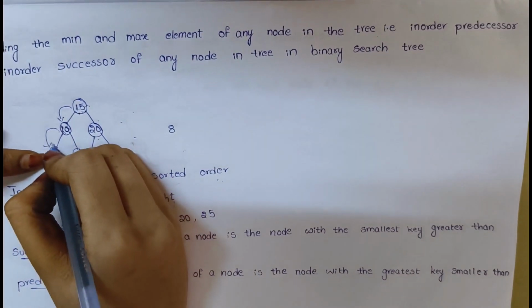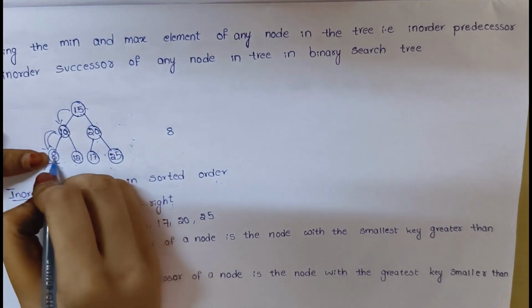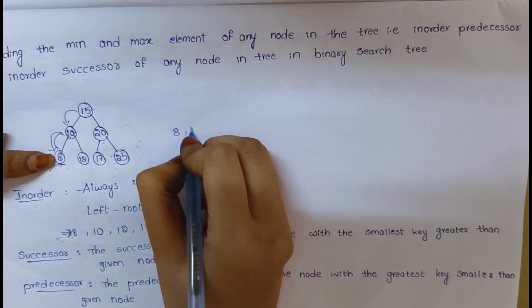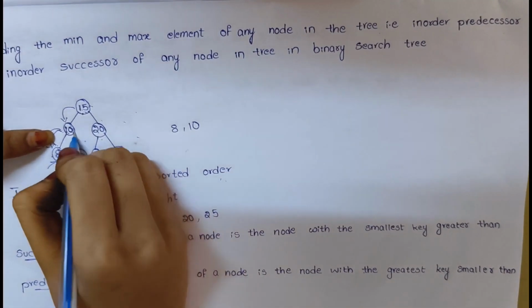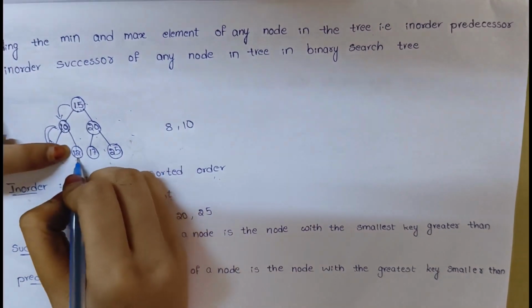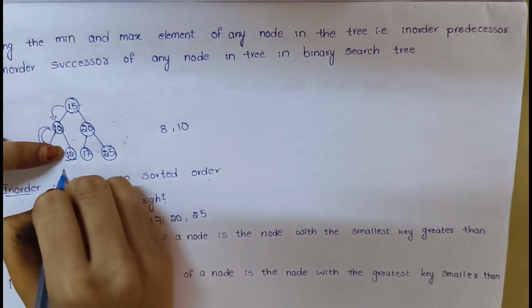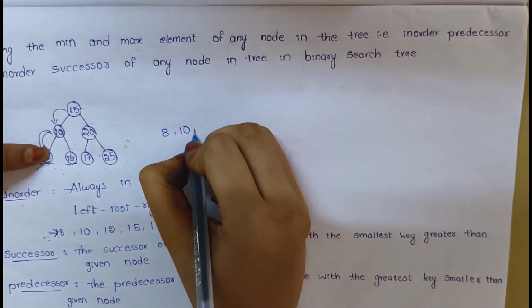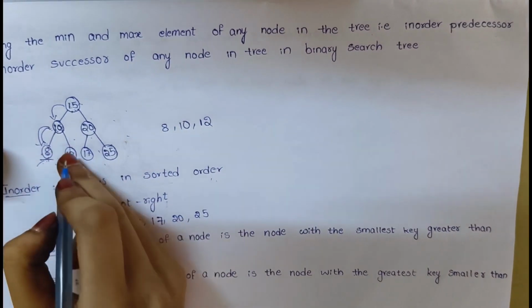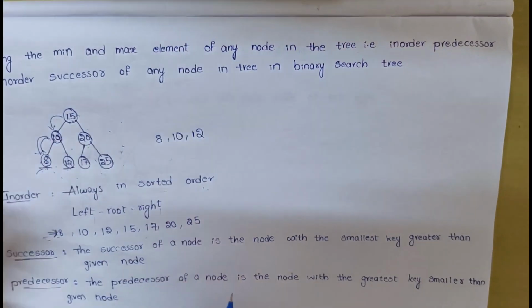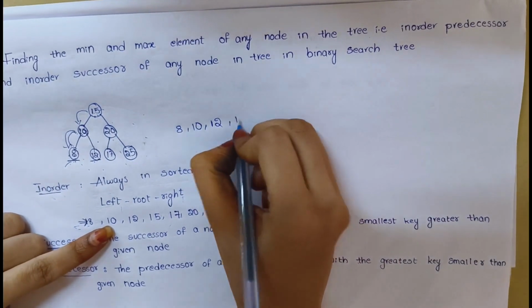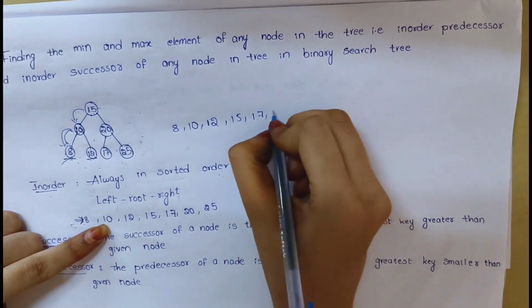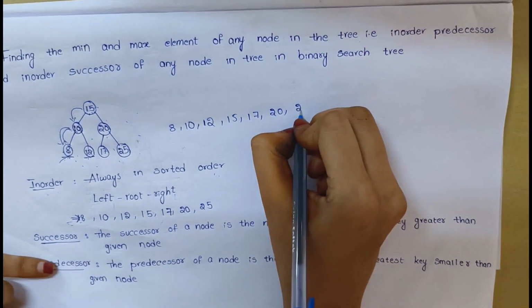Then it will go to the root node. The root node of 8 is 10. Then it will come to the right subtree. The right subtree of 10 is 12, and 12 is a leaf node because it doesn't have any right subtree or left subtree. In the same way, it will traverse the overall tree. Therefore, the inorder of the given tree is 15, 17, 20 and 25.